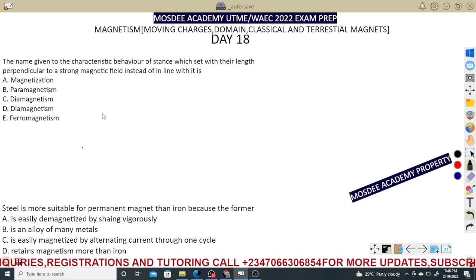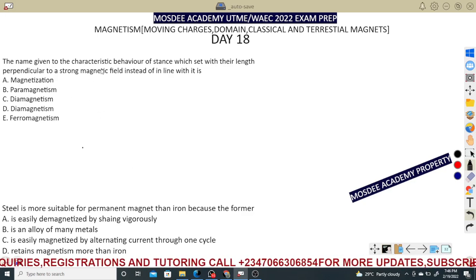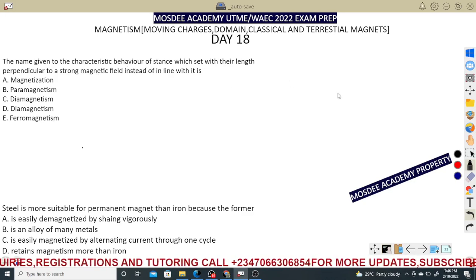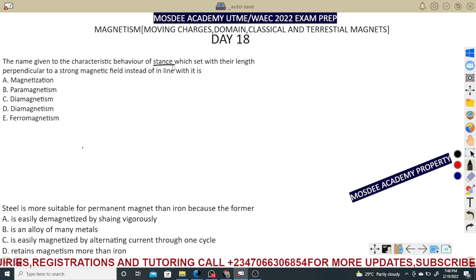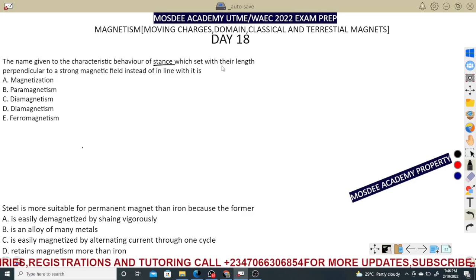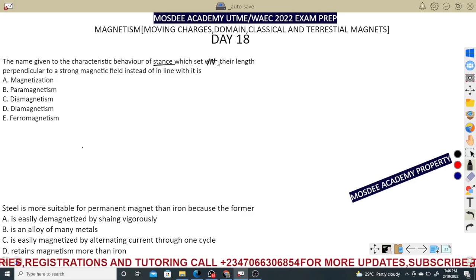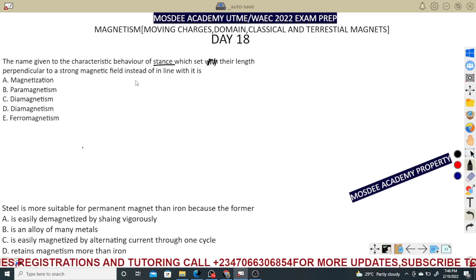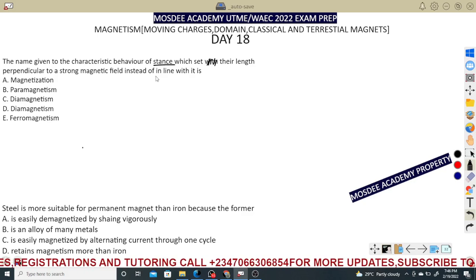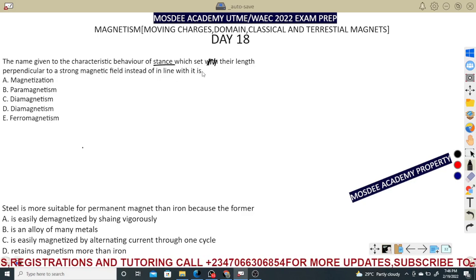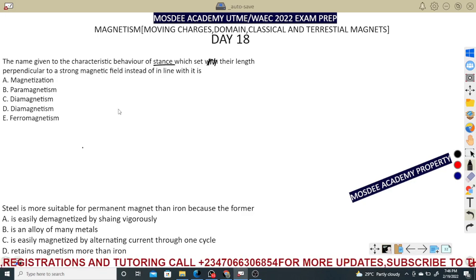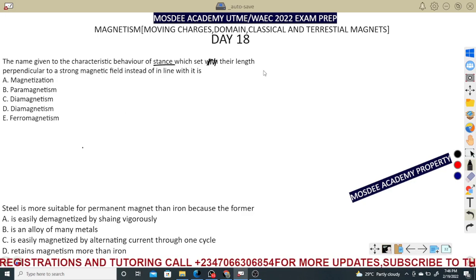The first question: the name given to the characteristic behavior of substances which sets their length perpendicular to a strong magnetic field instead of in line with it is dash. Now, to understand, we are going to take this and explain what we call the domain of magnetism.